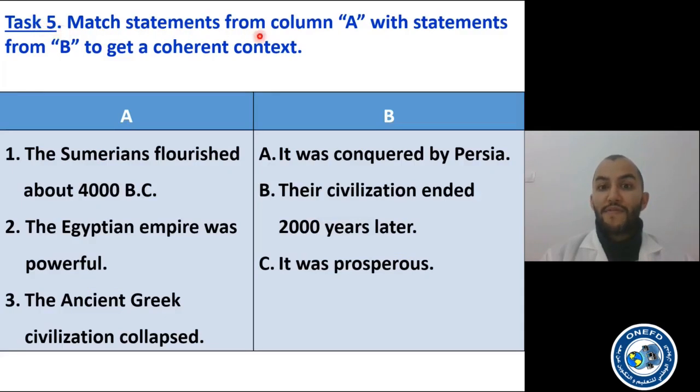Task number 5. Match statements from column A with statements from B to get a coherent context. So here you have column A and column B, with 3 sentences in each, and we need to match between these two. Is that okay? So I'm going to read. The Sumerians flourished about 4000 BC. The Egyptians' empire was powerful. The ancient Greek civilization collapsed. This is column A. You need to match it with its corresponding sentence in column B. It was conquered by Persia. Their civilization ended 2000 years later, and it was prosperous. Okay, so take a few minutes, think about it, do the task, and I'll see you after.